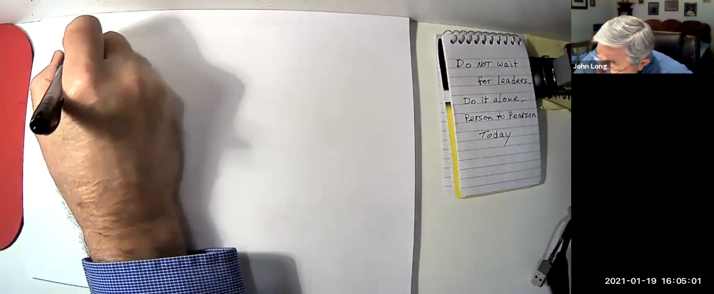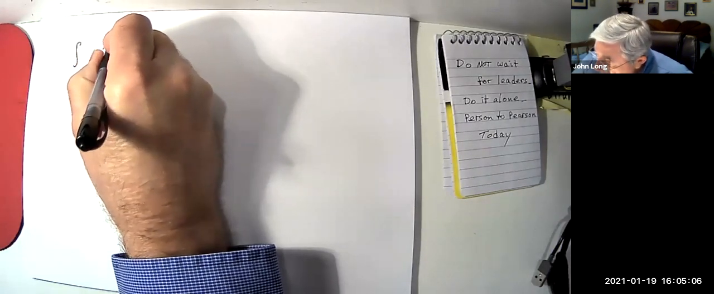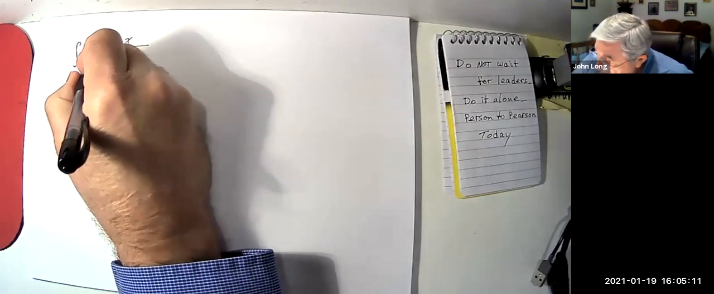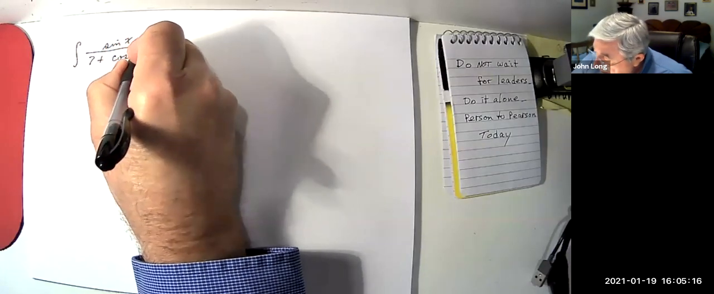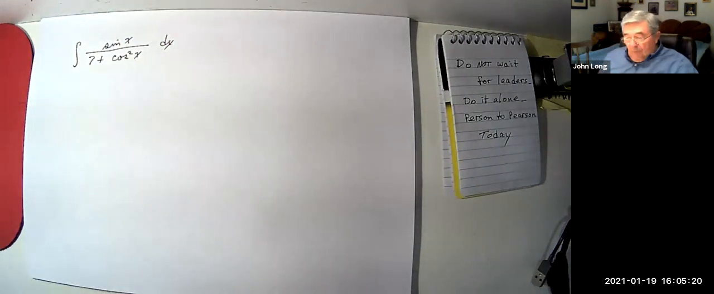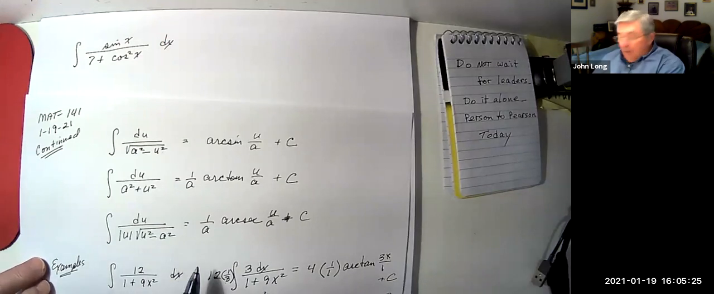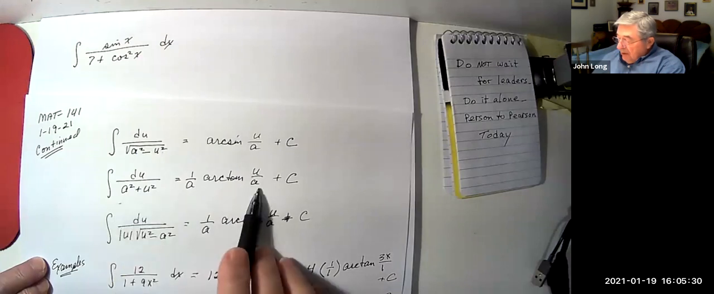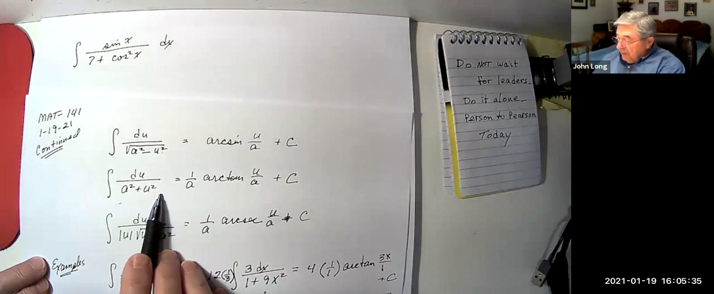Here's one that's sort of weird. Integral of the sine of x over 7 plus cosine square x dx. So thinking back over your formulas here, you sort of realize that this looks like an arctan problem, if it is going to have any chance at all, because we've got the sum of squares in the denominator up here.